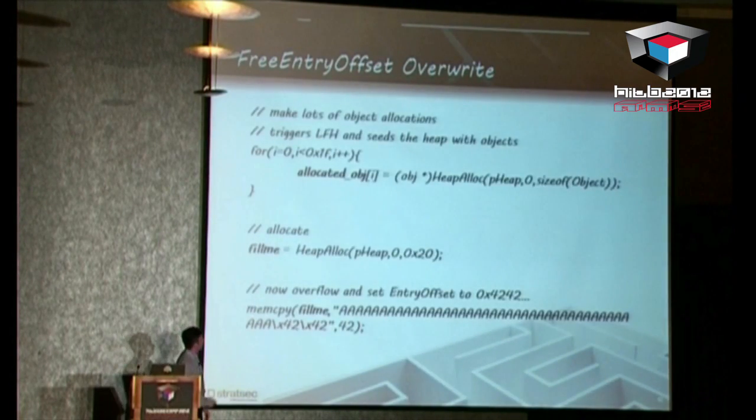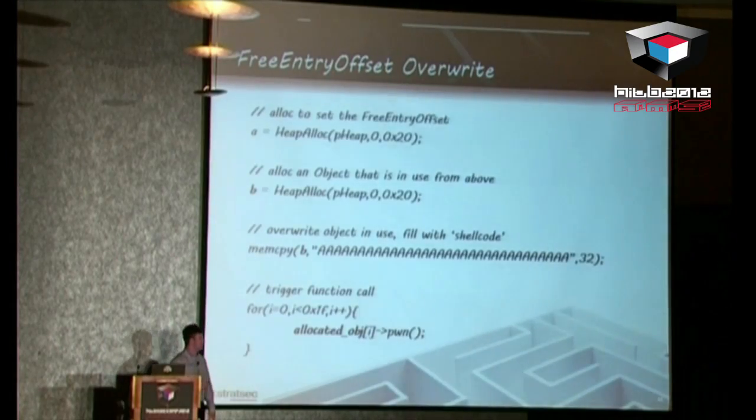So the proof of concept. Basically, it's very simple again. You seed some objects in memory. This will trigger the LFH and give us something to play with. We allocate a chunk. Then we fill that up. We target the next free chunk in the user blocks. Then essentially we allocate to set the free entry offset. And then once we set the free entry offset, we allocate again, and this will allocate over the top of an object, and then we just fill that, overwriting the V table, and then force the virtual function call on that.